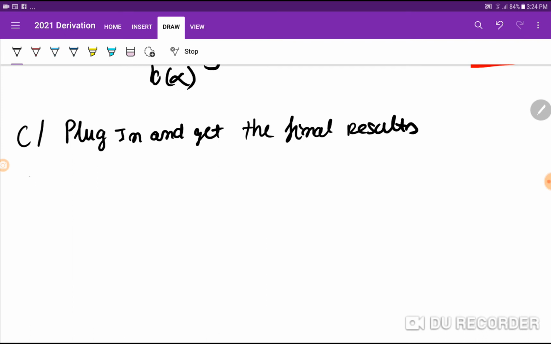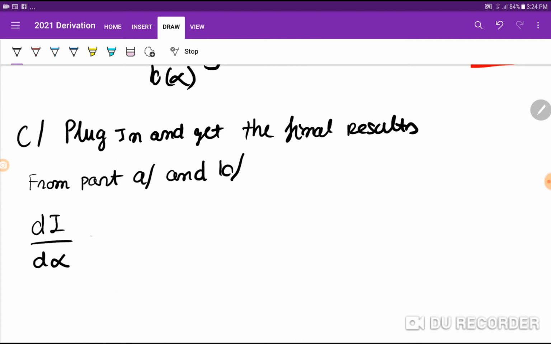So from the previous part, from part A and part B, if you guys want, you can go back and see my substitution. We have dI over d alpha equal to the limit of, oh sorry, my apologies. Part A and part B, we have I of x alpha, I of x alpha plus delta alpha minus I of x alpha. Oh yeah, I of x alpha, correct, sorry.